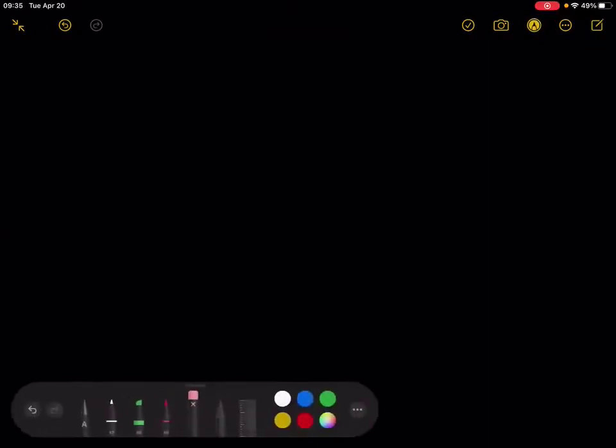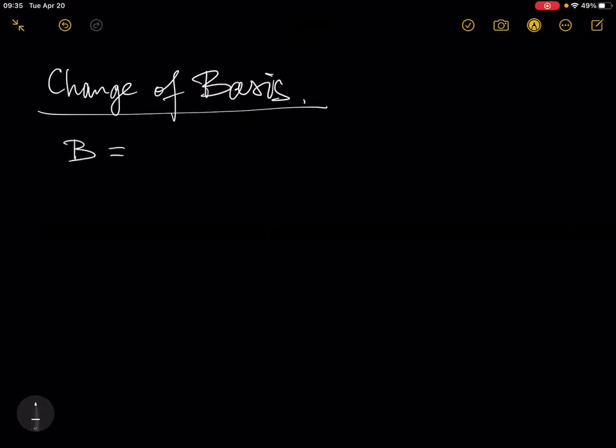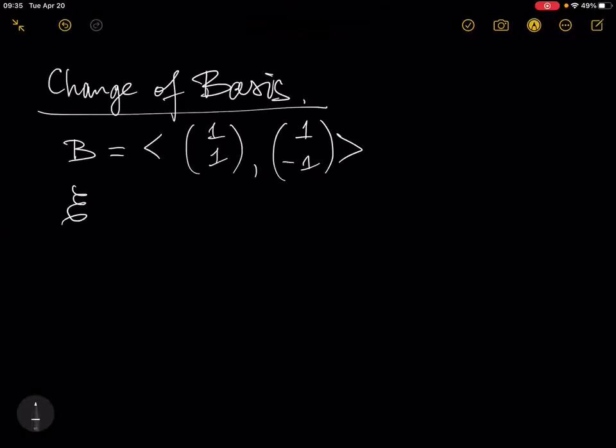Today is a very important lecture, which is about change of basis. Okay, let me tell you. So essentially, it's obvious that, for example, let us suppose that we have a basis in R2, this one, right? And we have the standard natural basis in R2.